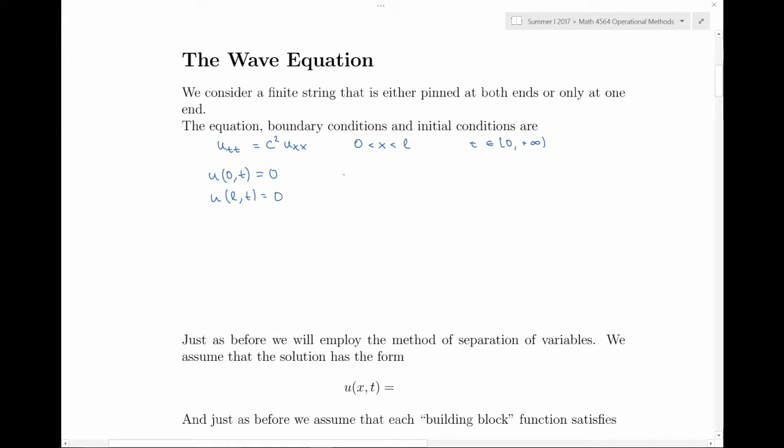Another type of boundary condition is when the string is fixed on one end, but at the other end it's not fixed and is free floating. So the partial derivative with respect to x is 0 instead of the function itself being 0. We can also have a free floating end at 0 and a fixed end at x equals L.